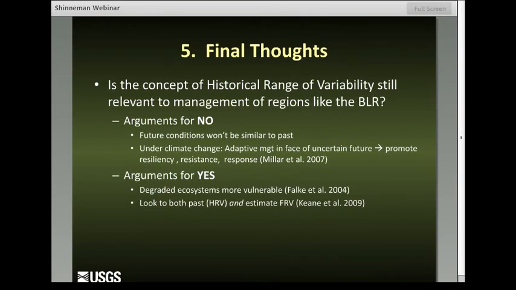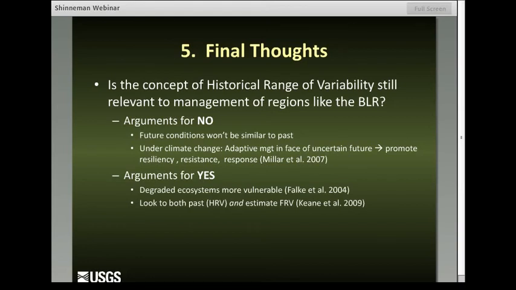And I'd like to just conclude with a few final thoughts about not only the importance of disturbance interactions to restoration and to management of landscapes like the Border Lakes region, but also the role of restoration itself, and in particular, whether or not the concept of historical range of variability is still even relevant to management of regions like the Border Lakes. And I think there are arguments that have been made on both sides.